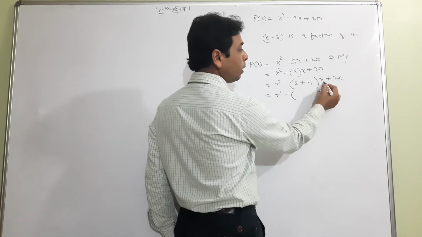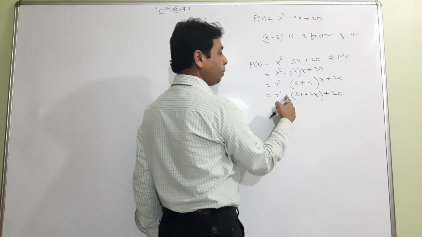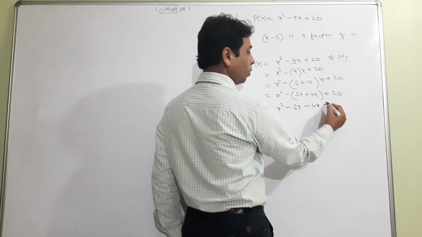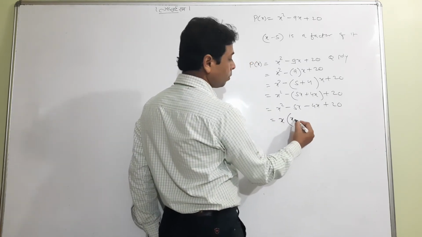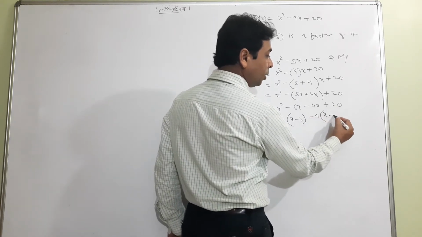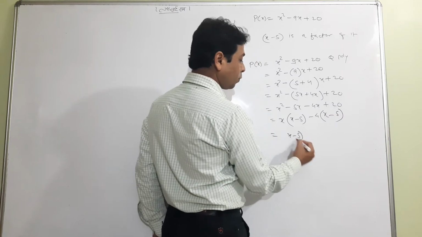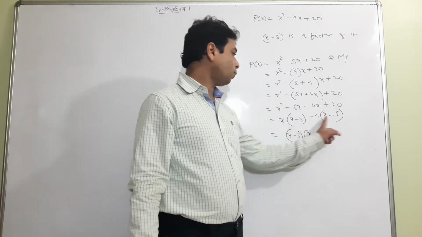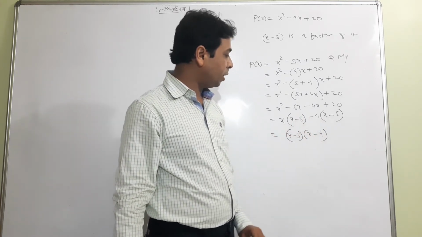Afterward, what will you do? Multiply x inside, then multiply the minus sign inside the bracket. You will get this. Then take x common. Take minus common with 4; the sign will change because you took the minus out as common. Ultimately, x minus 5 will be common, and the remainder is this. So when x minus 5 is common, x minus 4 is here.